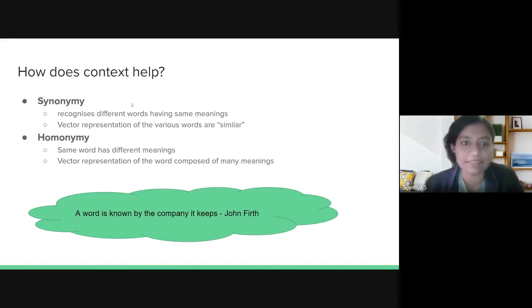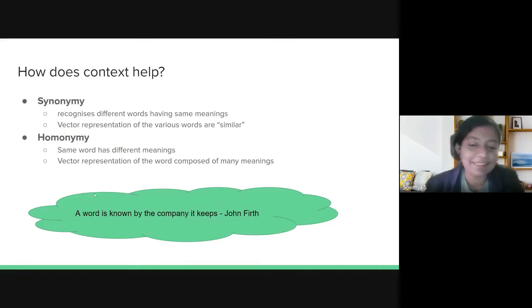So how does context help? For synonymy, if I have multiple words that have the same meaning, that implies they would occur in similar contexts. So the vector representations of various words that have the same meaning will be very close to each other. In homonymy, the same word has different meanings, so the vector representation is composed of all these meanings. It's similar to all the different meanings available for that word.